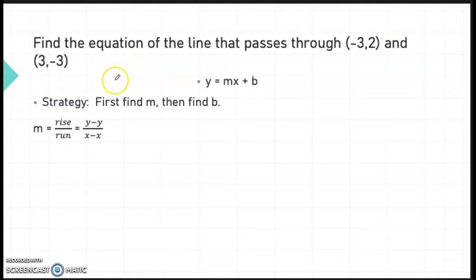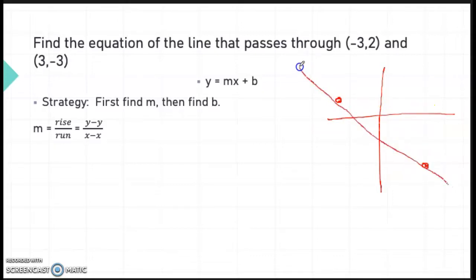So let's look at this example. Find the equation of a line that passes through (-3, 2) and (3, -3). Now, in the old days, you would have drawn your XY axis. You would have found (-3, 2), and you would have found (3, -3), and you would have drawn a line, and you would have counted rise over run. That gives you your slope. Your slope is rise over run.